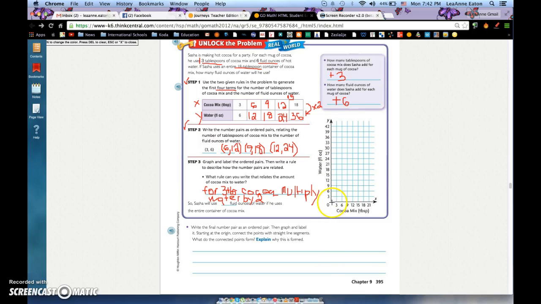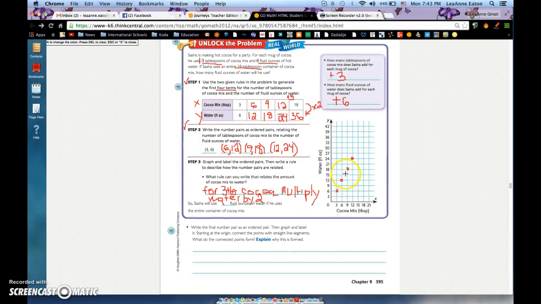So we simply go over X 3, up 6 for the first one. Okay, the next one is (6, 12), over 6, up 12. And it makes sense, our graph should be going up because the more mix we have, the more water we have. That makes sense. Next one, (9, 18), over 9, up 18. Then we have (12, 24), over 12, up 24.